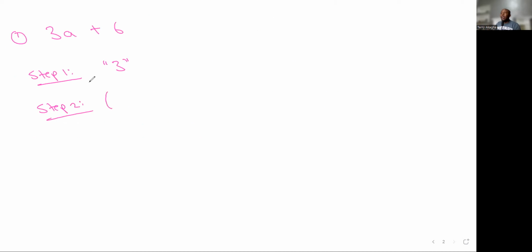So that means we can write the first one as 3 multiplied by a, plus, we write the second one as what? 3 multiplied by what? 2. Okay, so multiply 3 by a, 3 by 2.